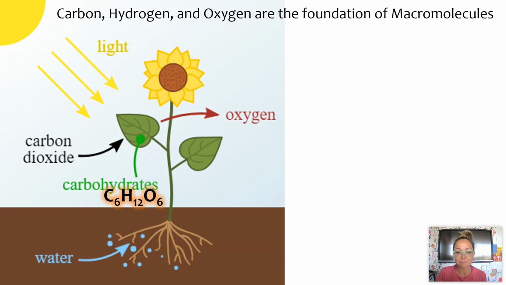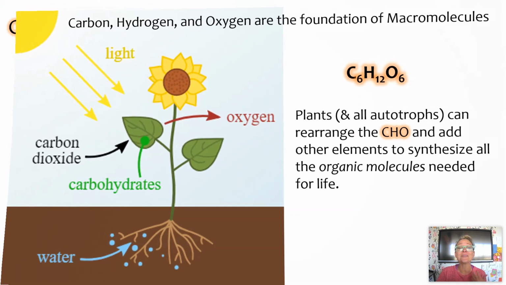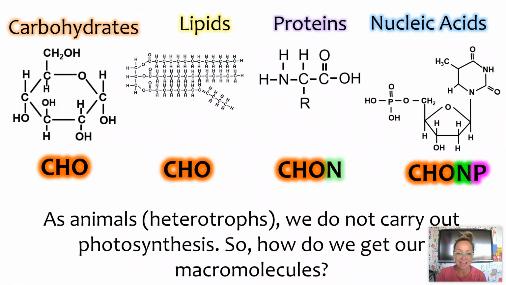Now, I don't know if you noticed there in my video, they're also going to take nitrogen up from the soil as well as phosphorus. So when we look at all four of our major macromolecules, their foundation is C, H, and O coming from carbon dioxide and water during photosynthesis. Plants and autotrophs are able to take these elements and rearrange them into our four different macromolecules, and they can take the nitrogen and the phosphorus from the soil or from the environment and add it to these macromolecules to then build our proteins and our nucleic acids.